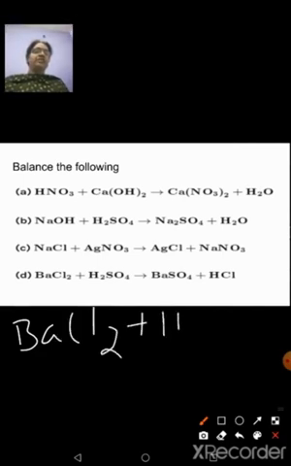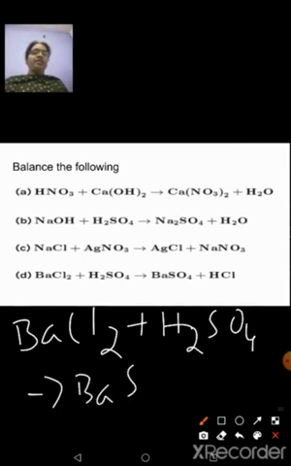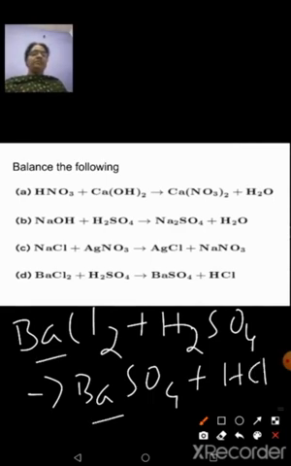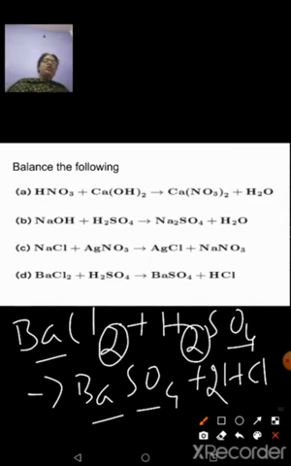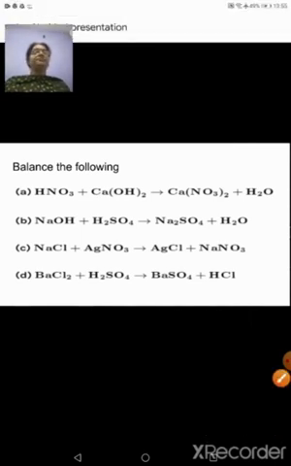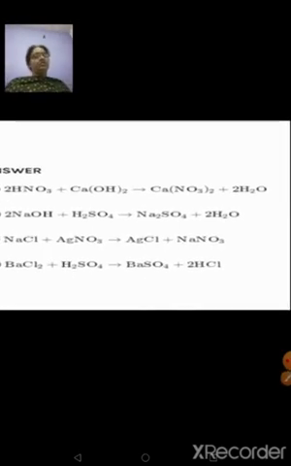BaCl2 plus H2SO4 gives BaSO4 plus HCl. So my barium and SO4 on both the sides look balanced. Chlorine I have 2 here, and here I have 1 chlorine and 1 hydrogen. So when I put a 2 to HCl, the equation becomes balanced. Okay, so this is the balanced form of your chemical equation. Clear? So keep practicing, you'll easily get how to balance the chemical equation.